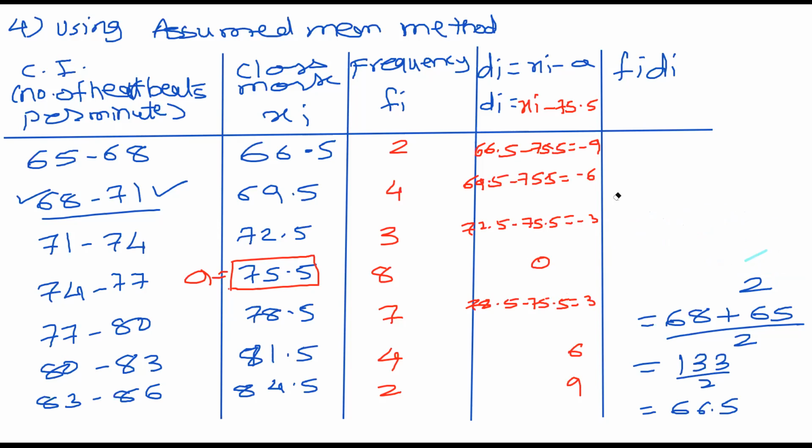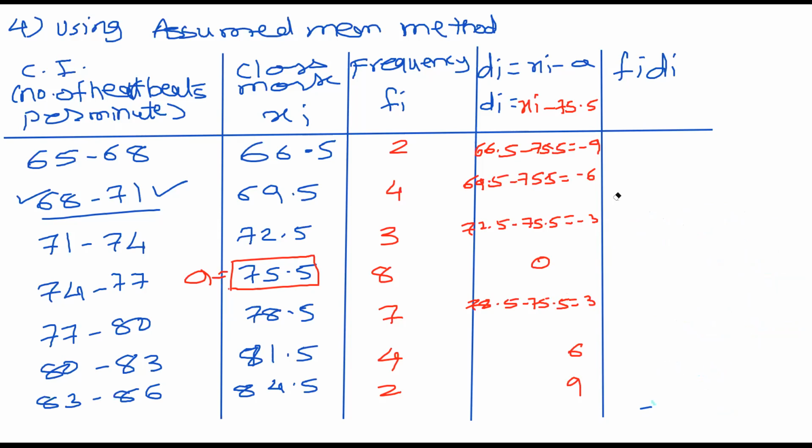I am going to erase this class mark calculation. Okay. You have to do it. मला जागा नाही येते म्हणून मी करतोय. Now what is fidi? fi 2 into di minus 9. So minus 18. 4 into minus 6, minus 24. 3 into minus 3, minus 9. 8 into 0, 0. 7 into 3, 21. 4 into 6, 24. 2 into 9, 18.